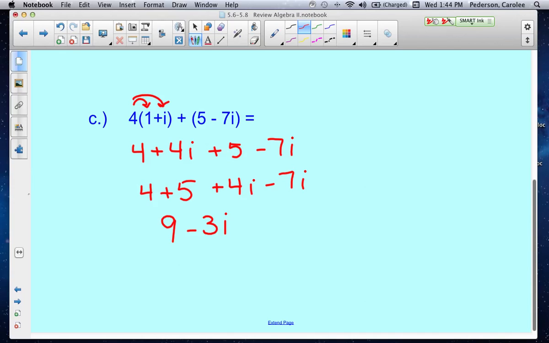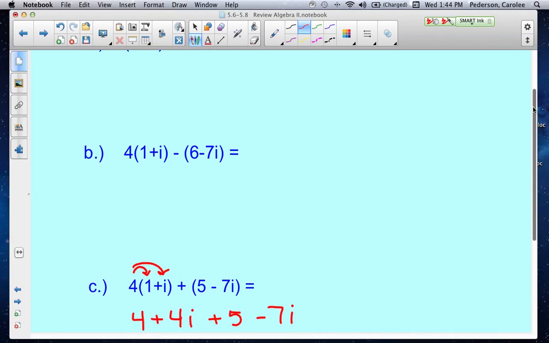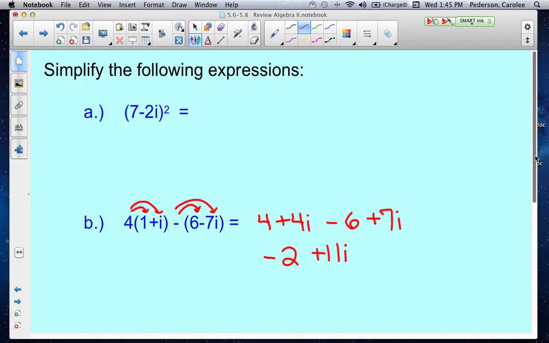I do have a subtracting one. Do you want a subtracting one? Sure. So the difference there is students make mistakes on this piece right here. They forget to distribute into that second one. So we'll do the same thing. We'll distribute the 4. So we get 4 plus 4i. And then what do we get in the next two terms? -6 and +7i. Very good. All right, so now we combine like terms. 4 and -6 become -2. 4i plus 7i, 11i. I'm not multiplying.